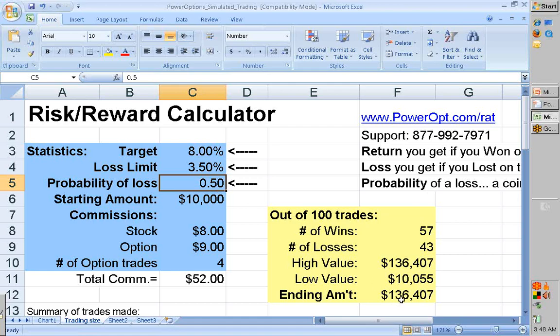All right. Now, this time we had more wins than losses, and we still did very well, okay? $10,000 and rolled it up to $136,000. Well, that's interesting. We only had a 10% profit target before. Now I've only got an 8% profit target.